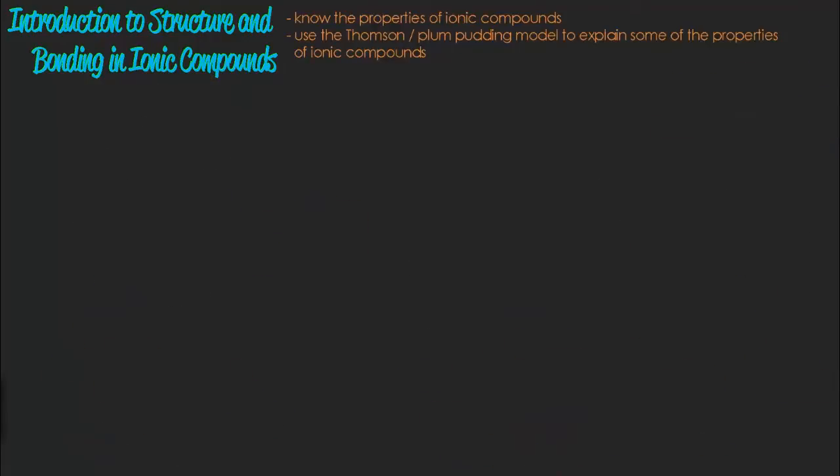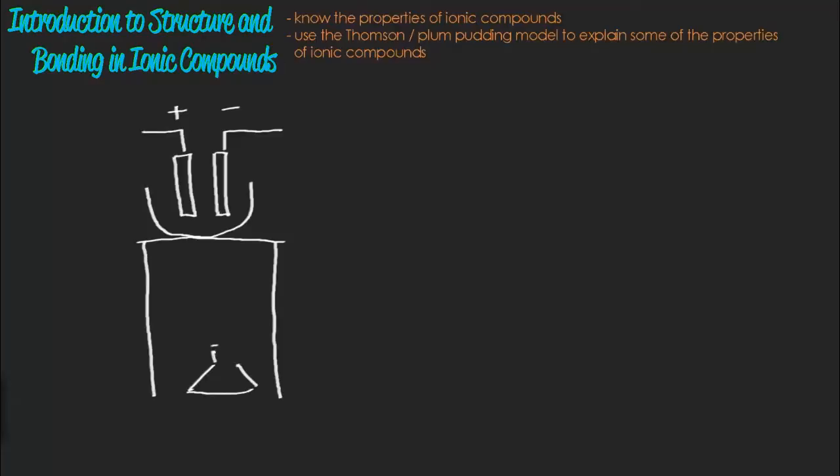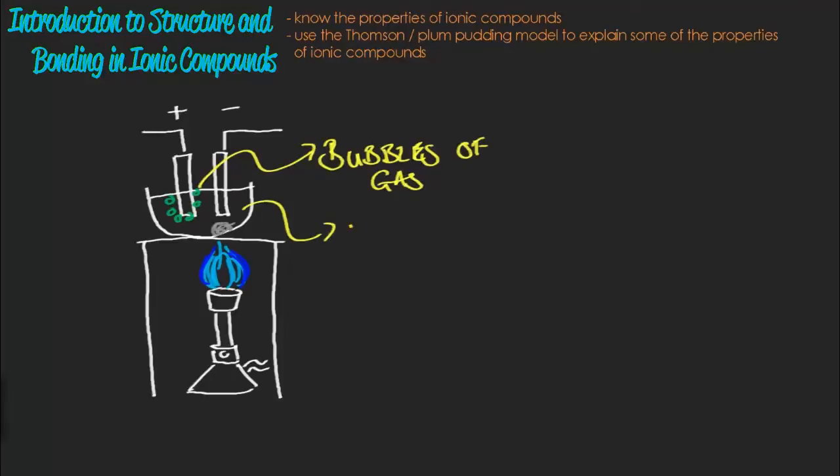So here's an example of a type of experiment that you might see. We're going to heat up this sample, and the carbon sticks here that we use to connect up the circuit are called electrodes. Let's have a look at what happens to them after the experiment when we heat up some lead chloride. On a positive electrode we see bubbles of gas being produced, and on the negative electrode we see that molten lead has been produced.